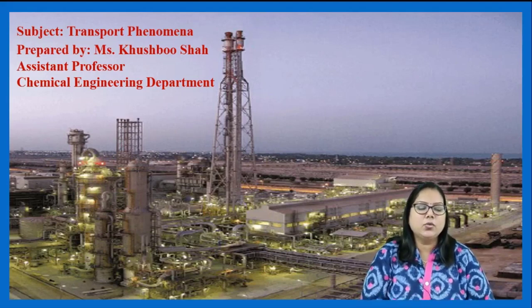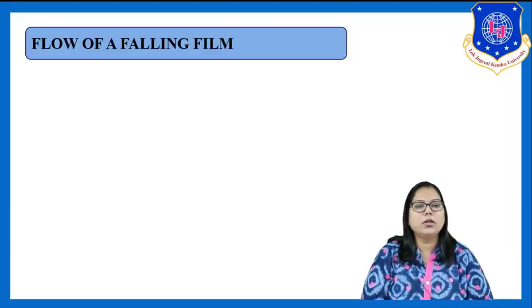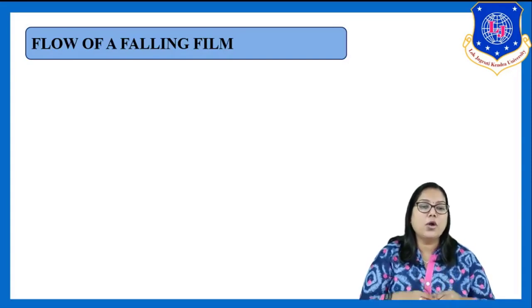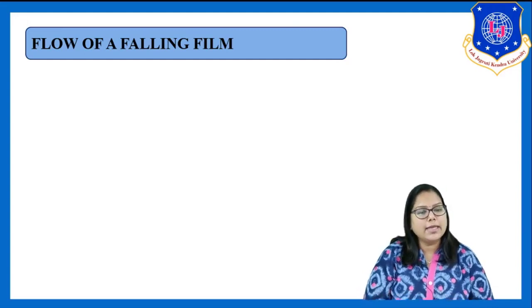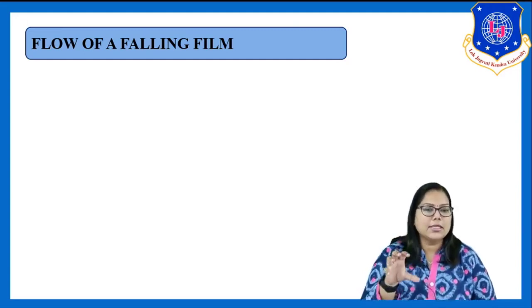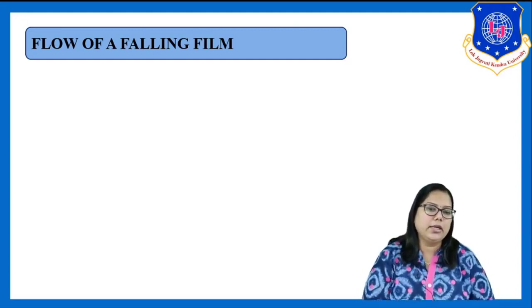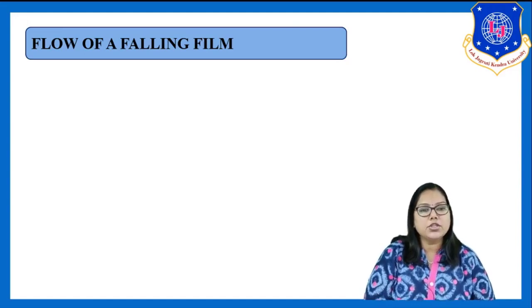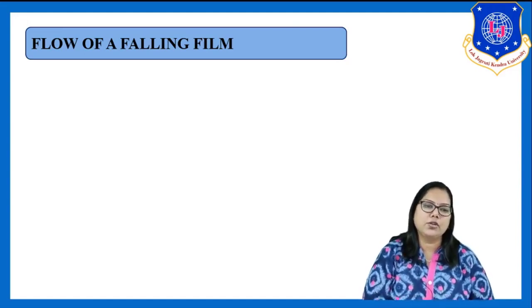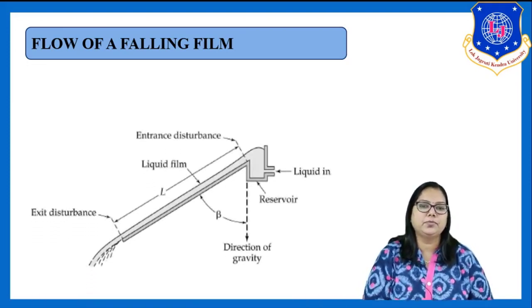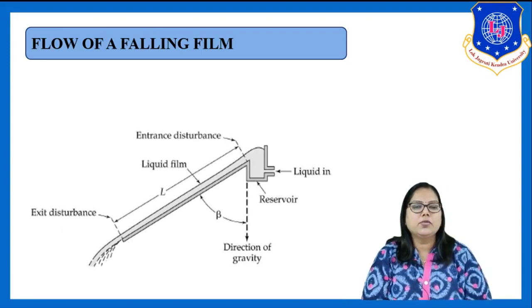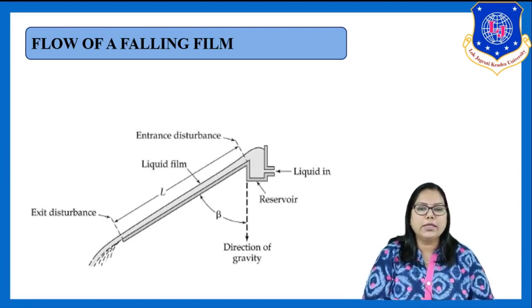So let's take one example, or I can say one system, on which we can apply the cell momentum balance, or I can say for this system how we can calculate the momentum flux distribution as well as velocity distribution. So let's start. We have taken the example of flow of a falling film. This is the figure which describes the flow of a falling film.